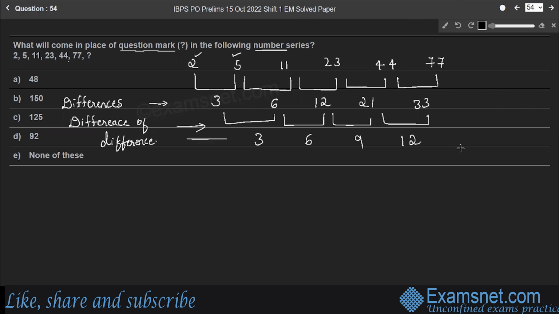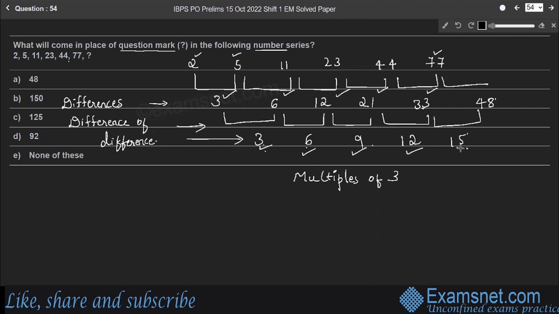So look at the differences of these differences: 3, 6, 9, 12. These are multiples of 3. So 3 into 1, 3 into 2, 3 into 3, 3 into 4. So the next difference of differences should be 15. So the next difference should be 33 plus 15, because in each case these differences are increasing. 33 plus 15 is 48.